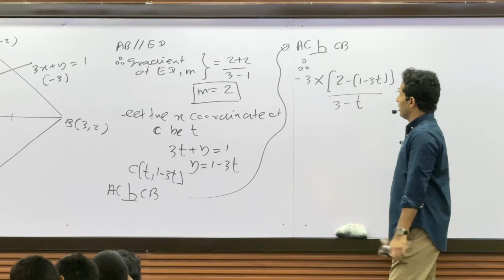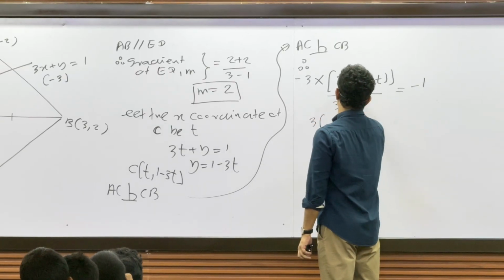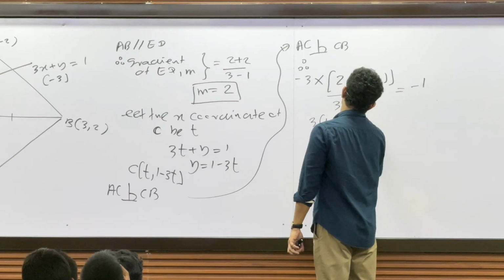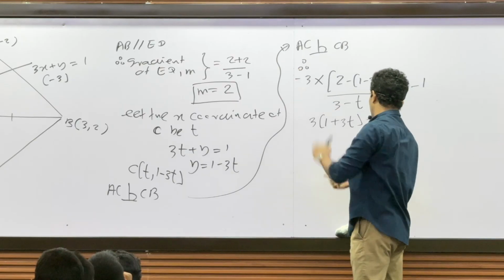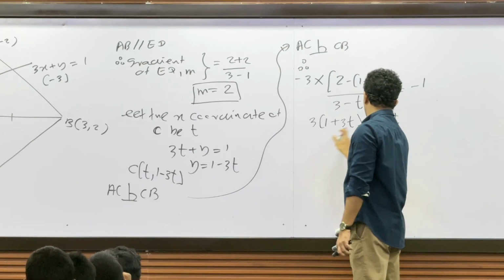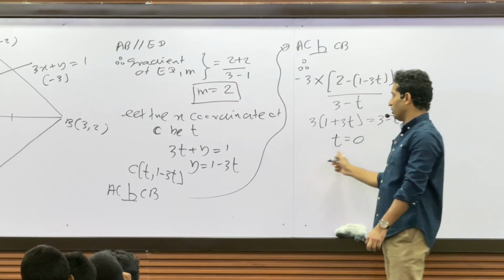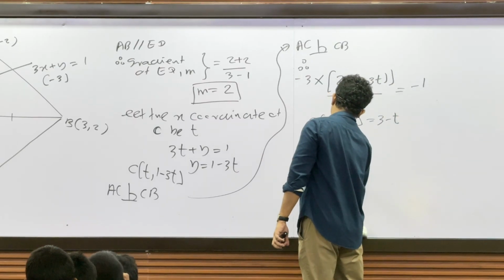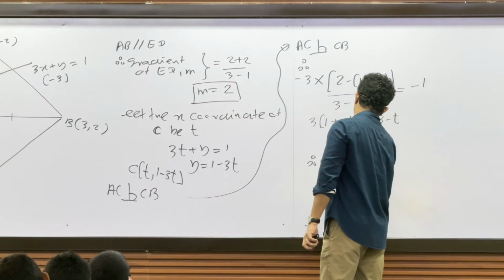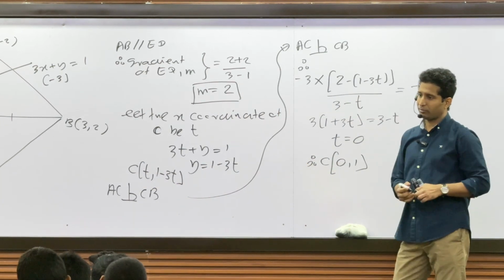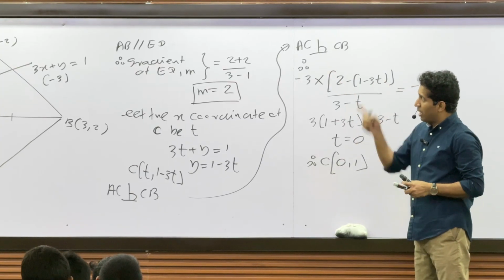You will get something like this. The minus signs cancel. Here 3 times (2 minus 1 plus 3t) comes to 1 plus 3t equals 3 minus t. When you solve this, the 3s cancel and t equals 0. When t equals 0, what will y be? Therefore C is (0, 1). And again, you know that C is the midpoint of AD.